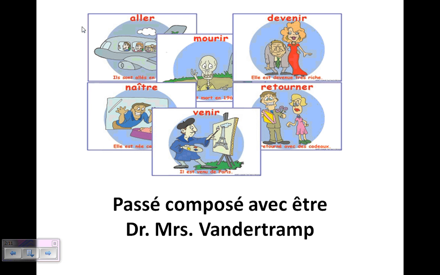Hello everyone. Today we're going to explore how to form the past in French with the verb to be, the verb être. There's a particular system called Dr. Mrs. Vandertramp that allows you to understand this better and quicker.